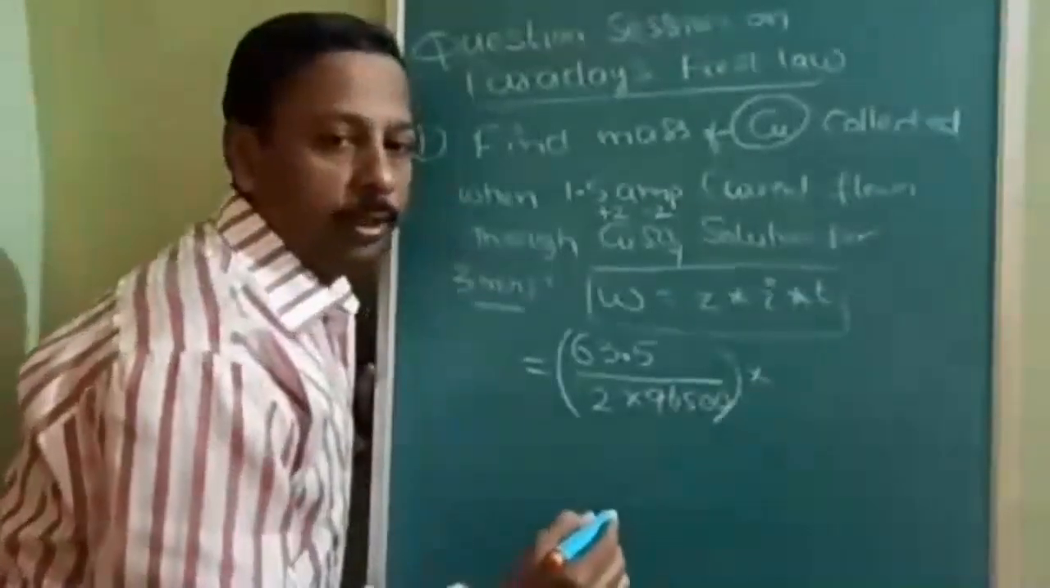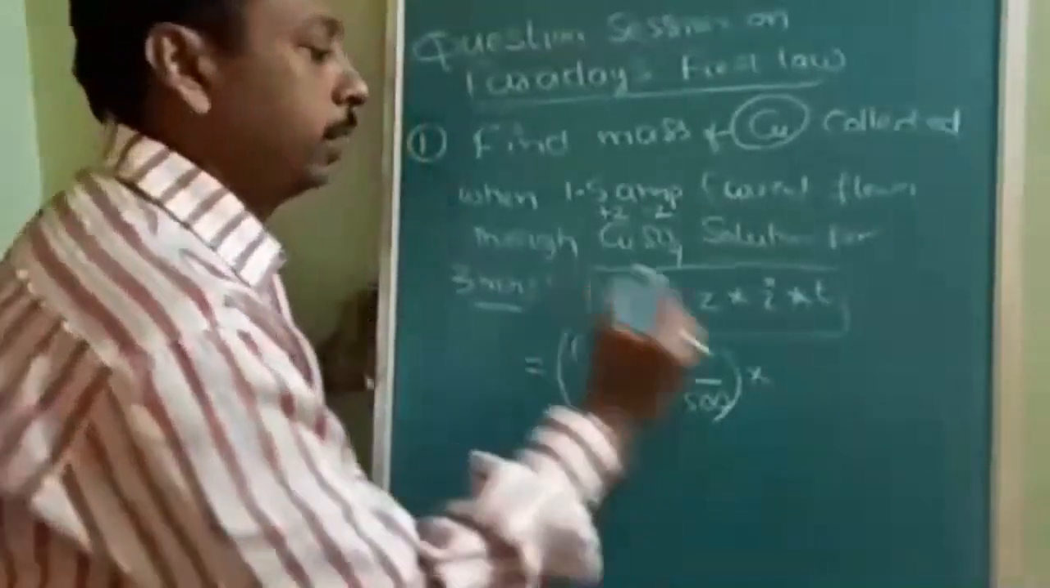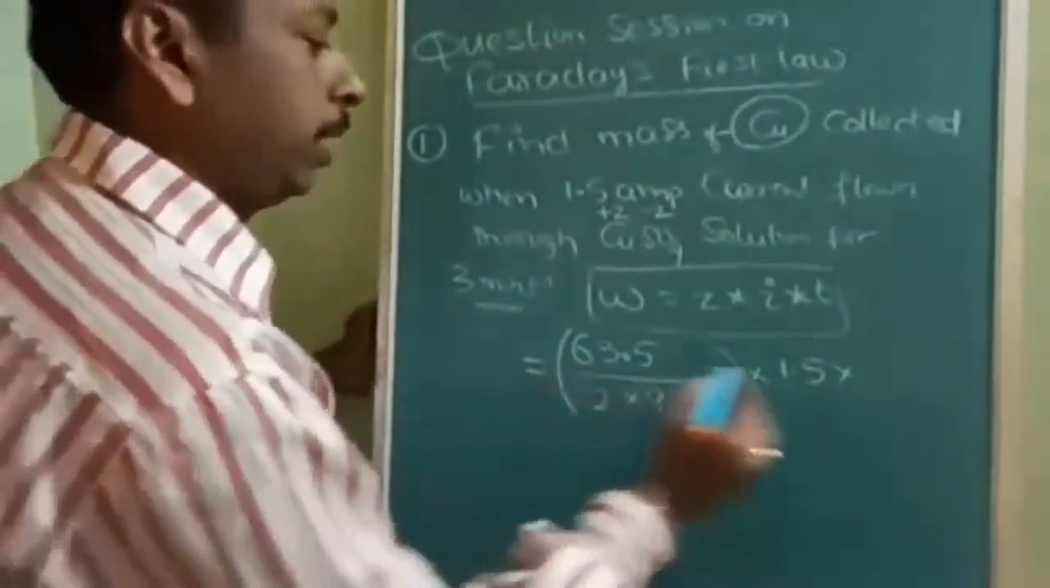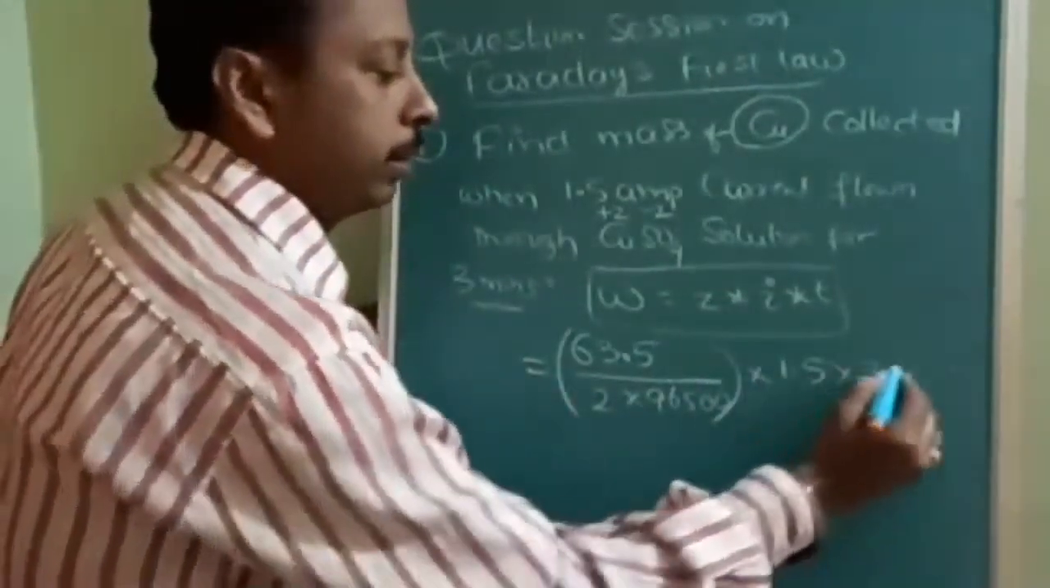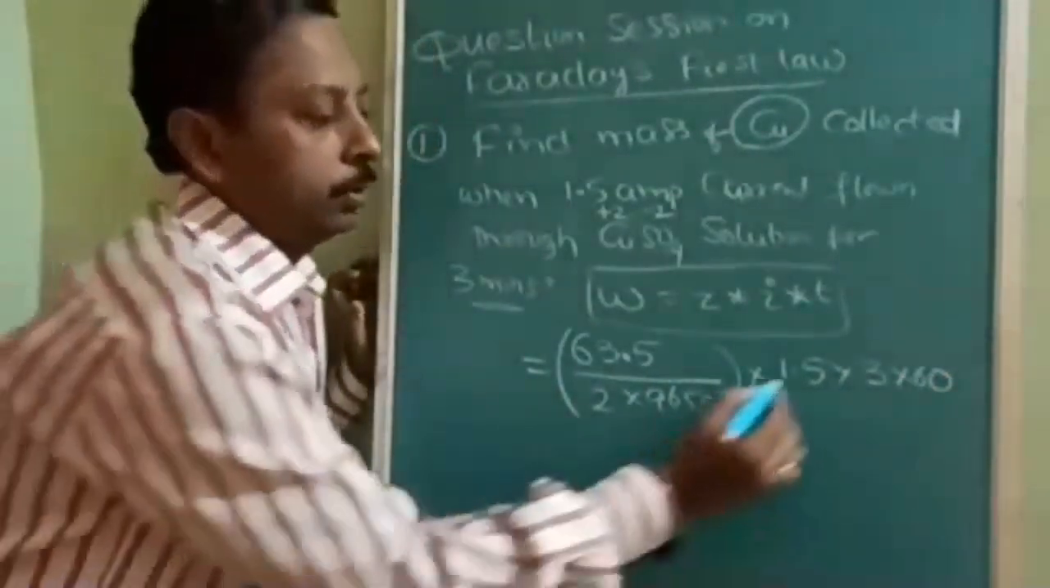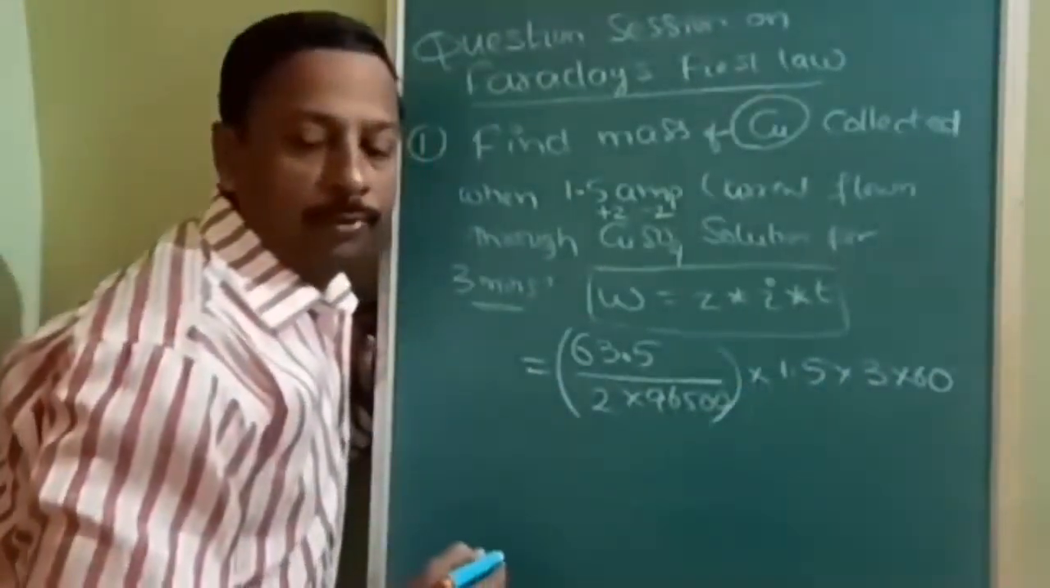Okay, into I, the current in ampere, 1.5, into T, time, which is in minutes and should be converted into seconds, so 3 into 60. Okay, so this is one way of doing it from the formula.